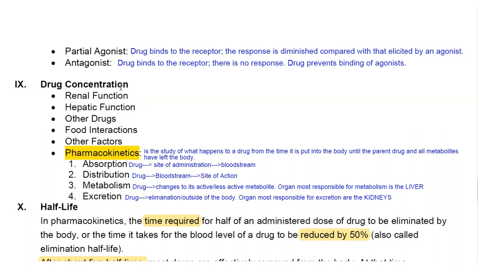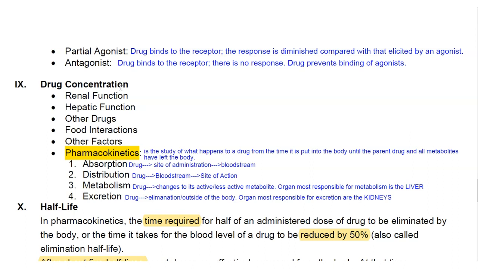Anyhow, drug concentration. Drug concentration is the strength, the concentration, the amount of drug, right, that's in the system. Now, renal function, hepatic function, and other things can influence the drug concentration. Renal function is the kidney function, right? So if you have a patient whose kidneys are not working well, and we know that the kidneys are responsible for filtering substances, then we may end up with a higher concentration of drug.